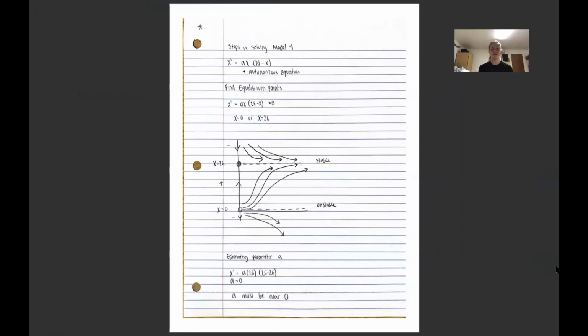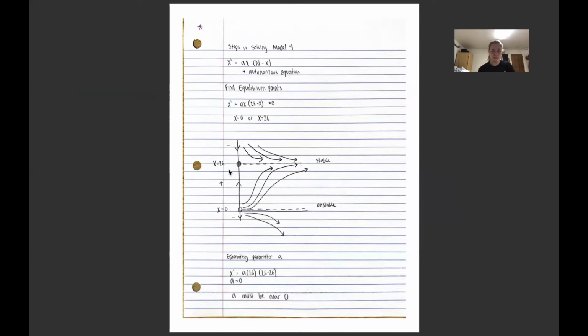We had a few steps that it took to understand that this model was the right fit for our data. So you can see model 4, which is x prime equals ax(n minus x), is an autonomous equation, meaning that it doesn't rely on time. And so knowing that this was autonomous, we were able to find the equilibrium points, which are the spots where the differential equation model equals 0. And we found that those were x equals 0 and x equals 26.